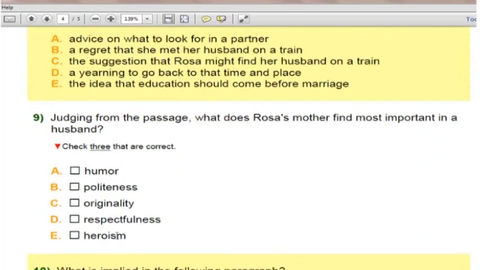Question number 9 is, judging from the passage, what does Rosa's mother find most important in the husband? A. Humor. B. Politeness. C. Originality. D. Respectfulness. E. Heroism.